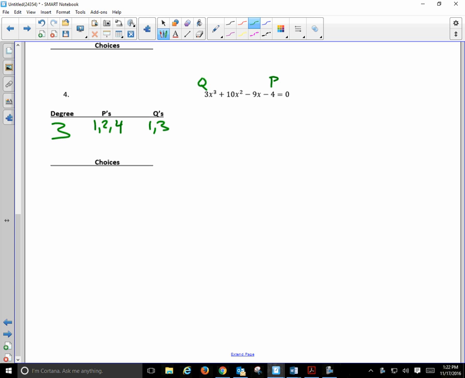You take each one of the p's and divide them by each one of the q's. So I'm going to go 1 over 1, 2 over 1, and 4 over 1. So I have plus or minus 1, plus or minus 2, plus or minus 4. Now, I'm going to take 1, 2, and 4 and divide each one by 3. So plus or minus 1/3, plus or minus 2/3, plus or minus 4/3.